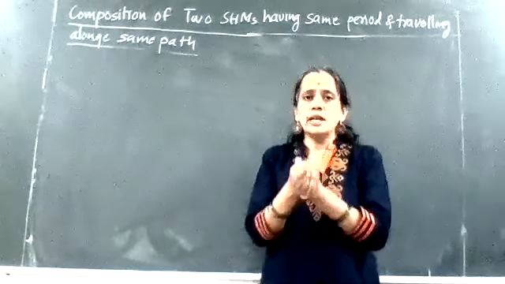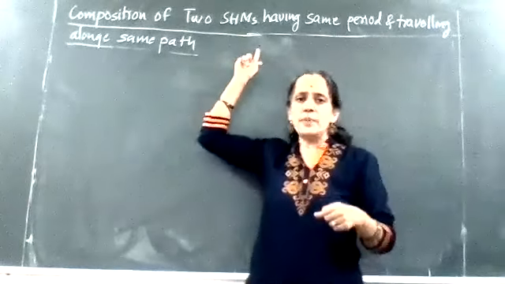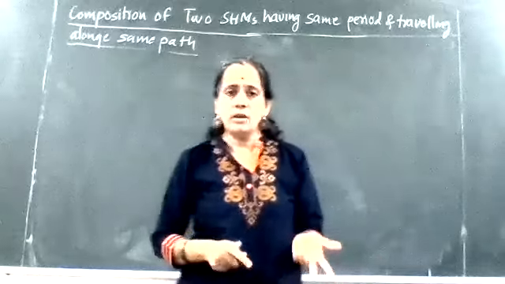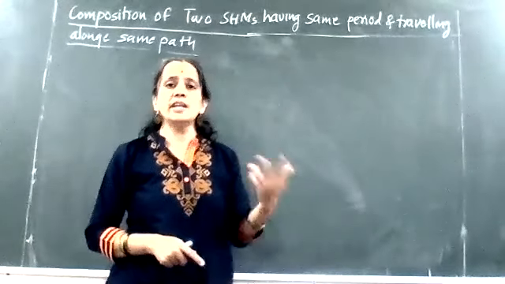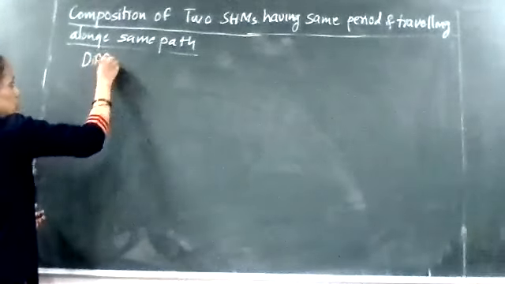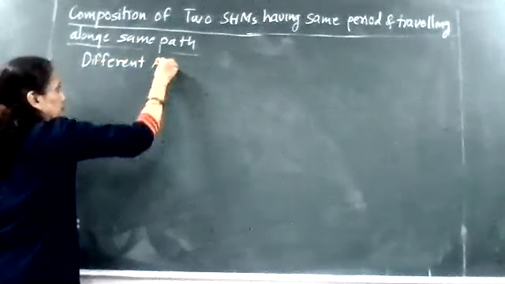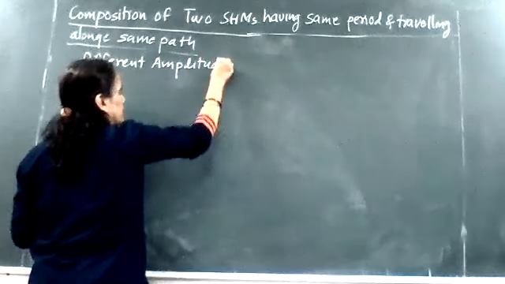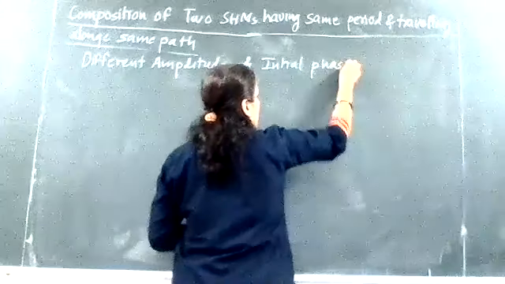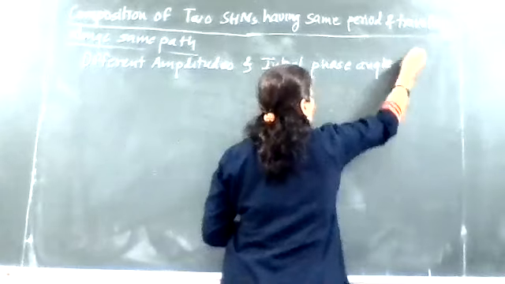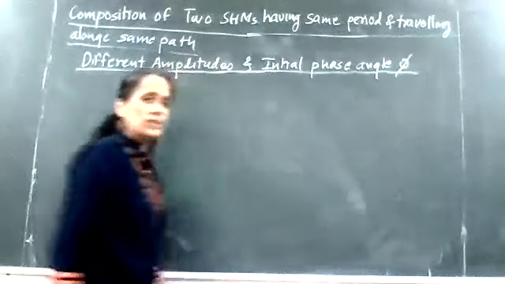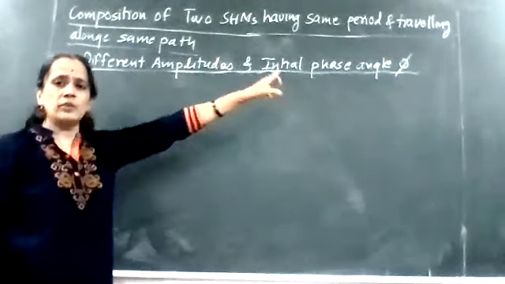Right? Now here I am going to consider two SHM having the same period. They are traveling along the same path. Then what will be the different things? They have different amplitude and different initial phase angle. So now I am going to consider that the two SHM have different amplitudes and initial phase angle. So the same things are period and that they are traveling along the same path, and the different things are what? Amplitude and initial phase angle.